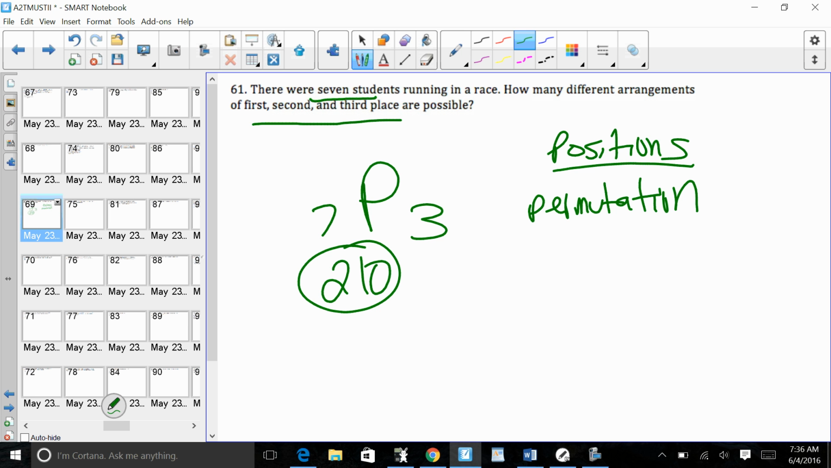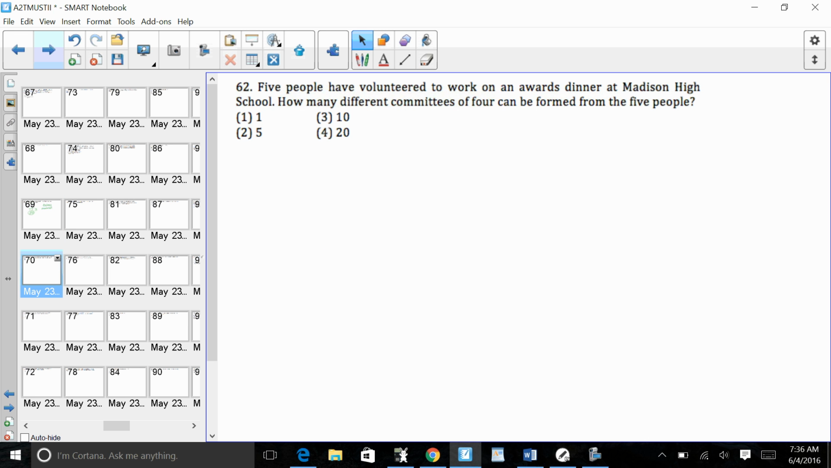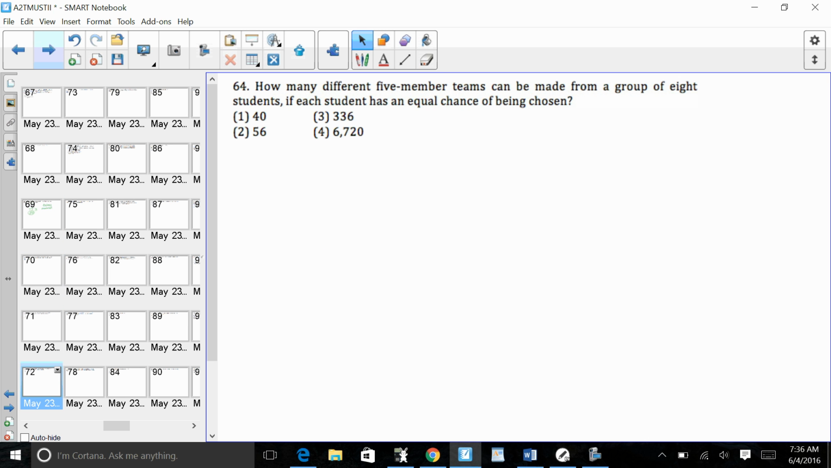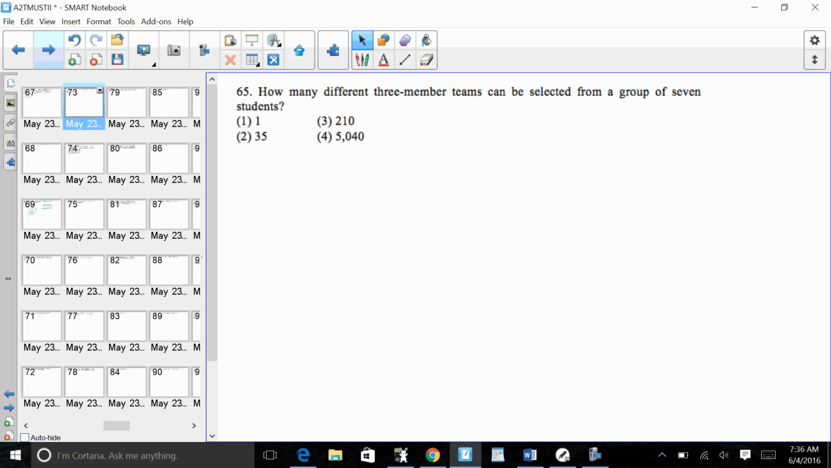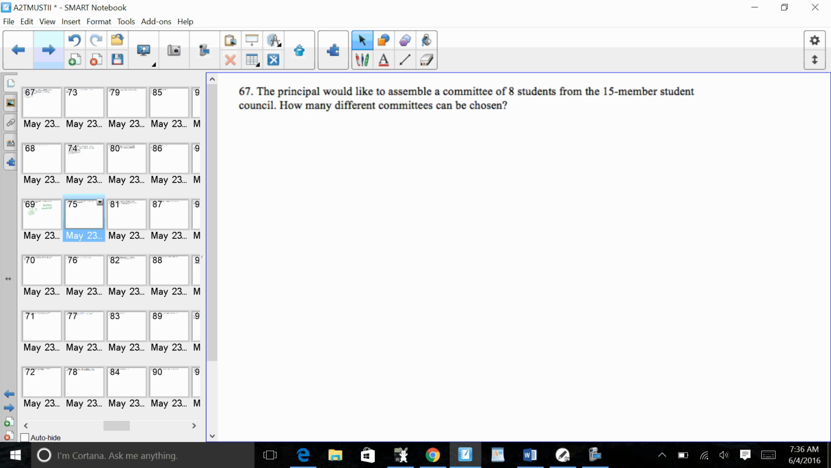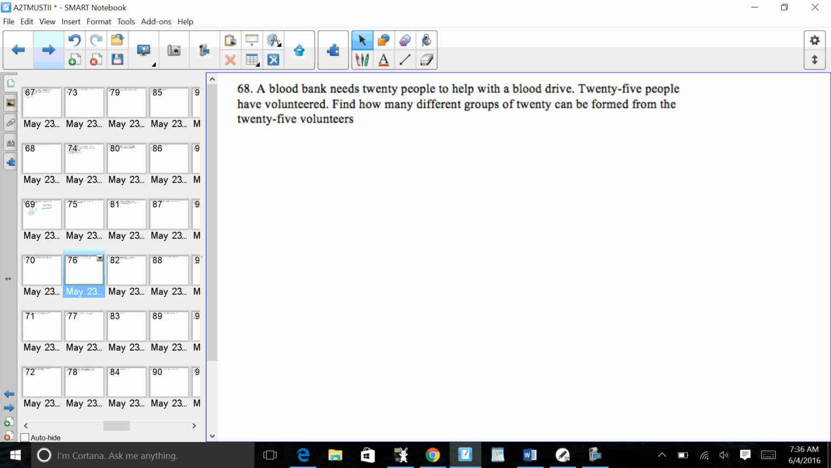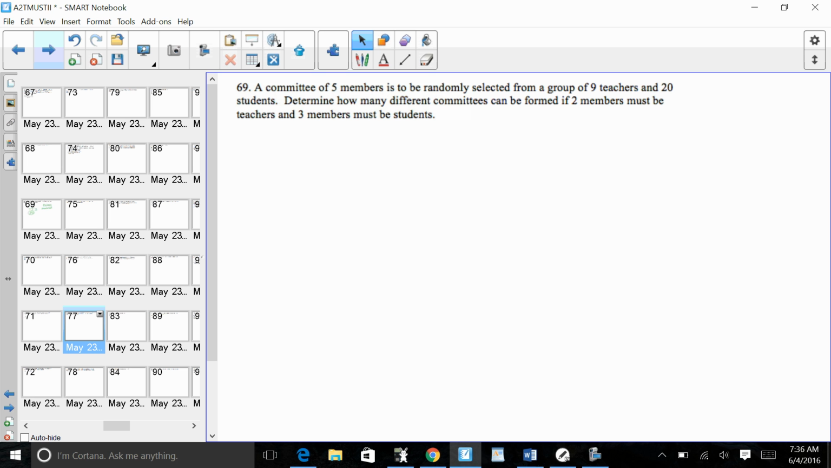Permutations, positions; combinations, committees. If order matters, it's a permutation. If order does not matter, it's a combination. So let's jump ahead to number 69.